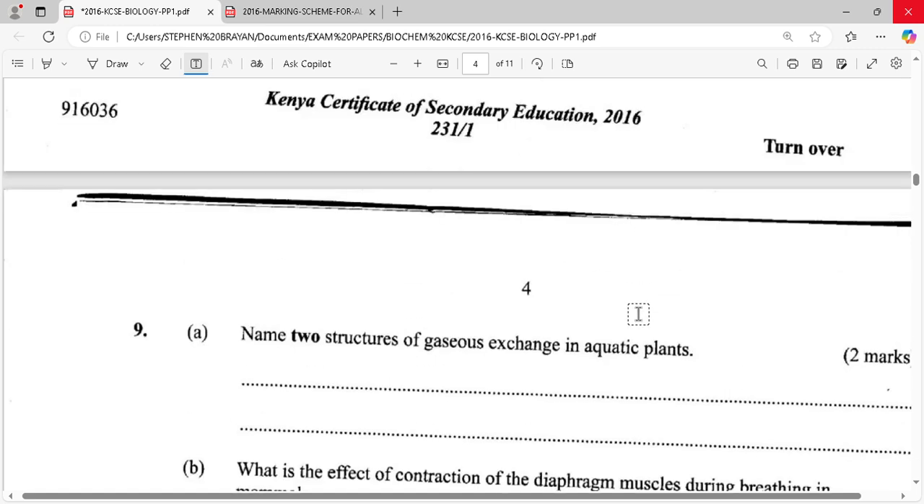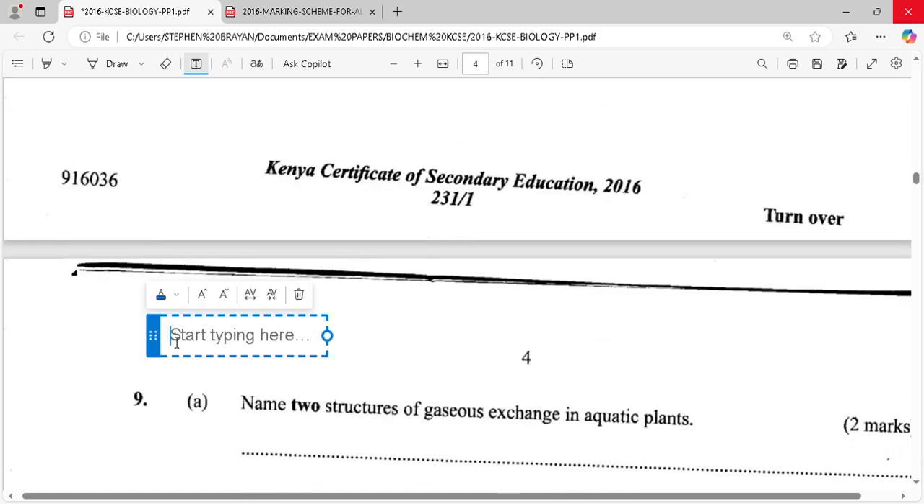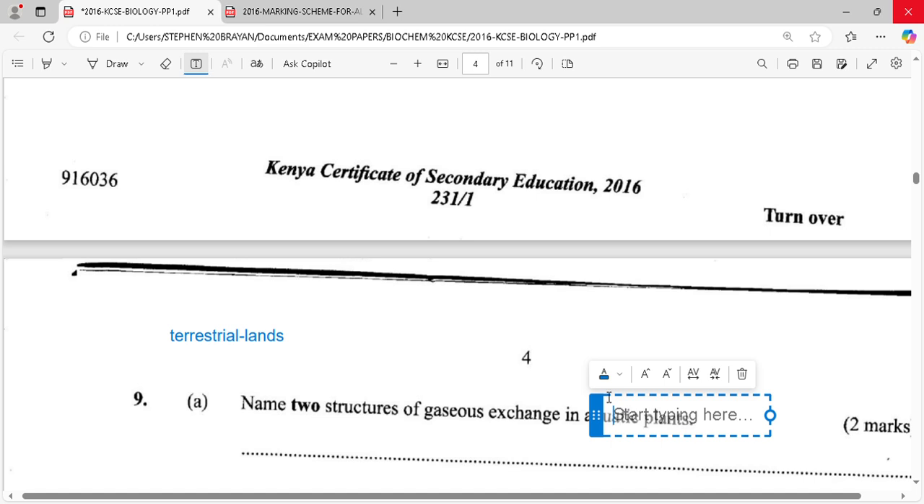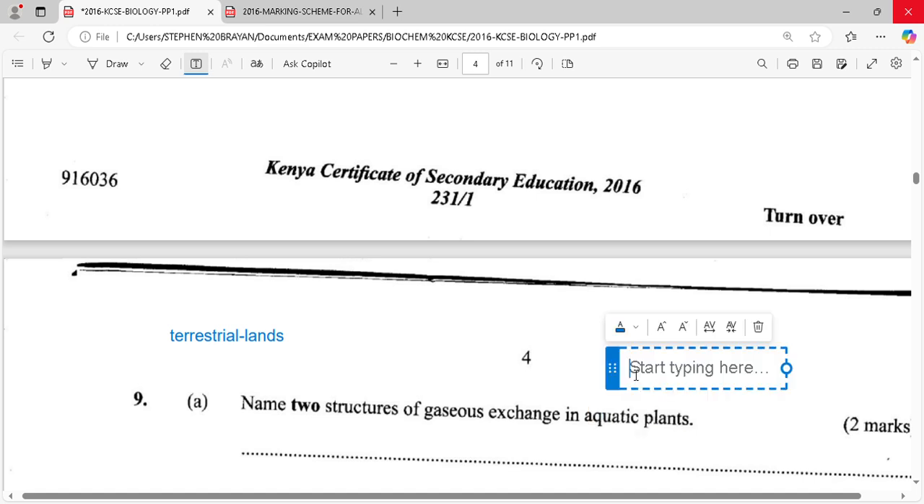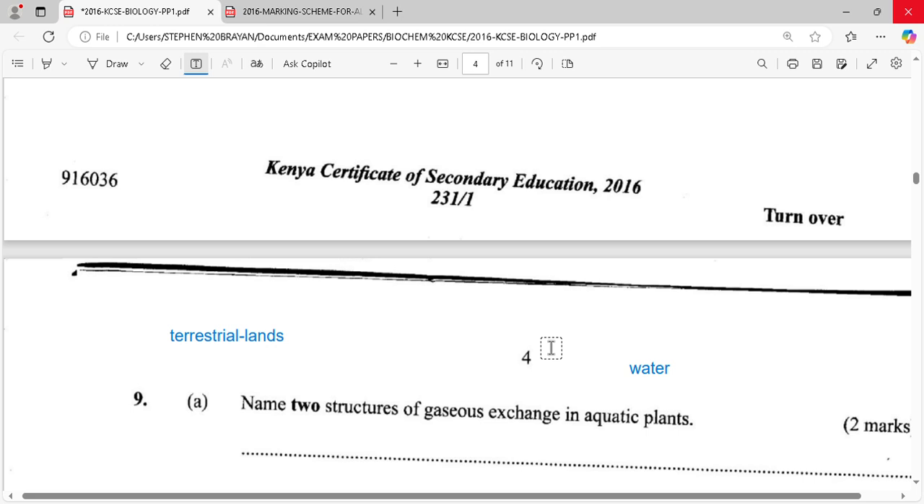exchange in aquatic plants. Remember, there are terrestrial plants and aquatic plants. Terrestrial plants are plants that mostly grow on our normal lands. And then we have aquatic. When you hear the term aquatic, it mostly means water, so you should always be thinking about water.